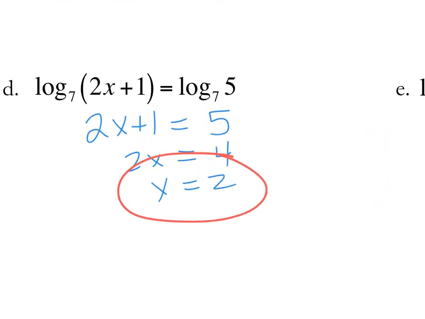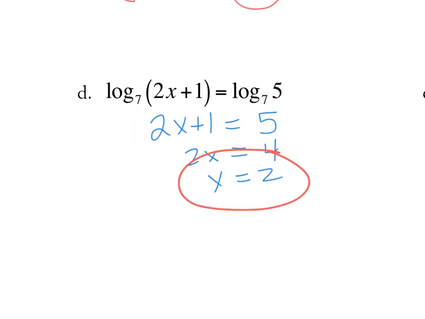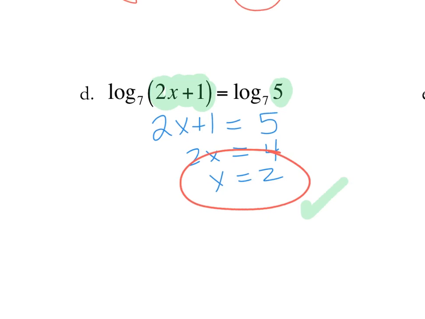Down to the bottom row. Here, we can trust our instincts, right? We have a log base 7 on both sides of our equation. So that means that the numbers here must be the same, right? We're performing the same operation on each of them. So I set them equal. 2x plus 1 equals 5. Solve for x. X equals 2.